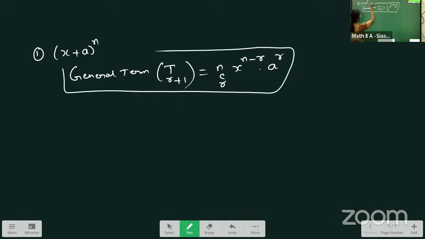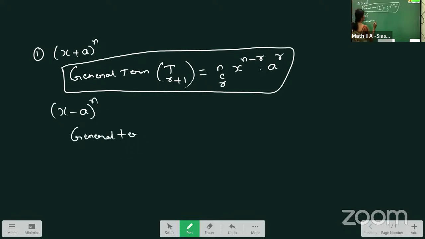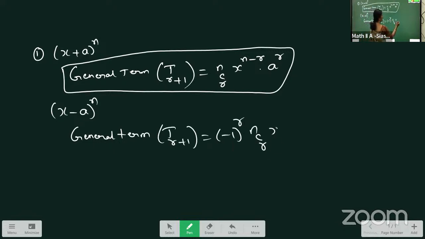If you have a negative series like (x minus a) whole to the power n, then again the general term T_(r+1) is equal to minus 1 to the power r nCr x to the power n minus r into a to the power r. If it is minus in the expansion, then before itself we have to take minus 1 to the power r, nCr x to the power n minus r and a to the power r. Here the general term is nothing but the (r plus 1)th term.